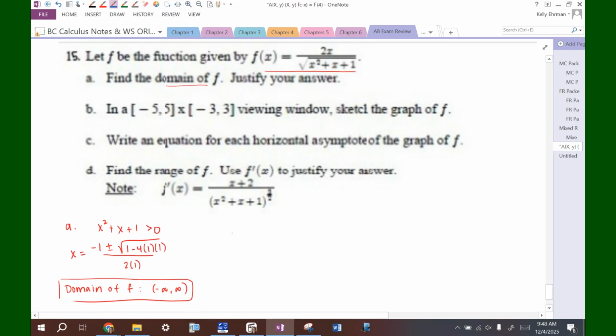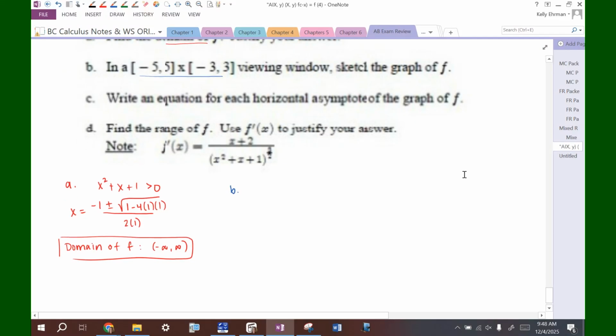For part B, it says in a negative 5 to 5, negative 3 to 3 viewing window, sketch the graph of f. So, all right, let's set that up. So we're going from negative 5 to 5. So here's negative 5. Here's 5. Now, I don't think that means that we should just be plugging in these 4 endpoints of the window to see where we are. Let's kind of think about this here.